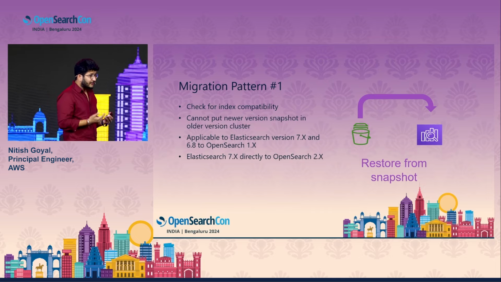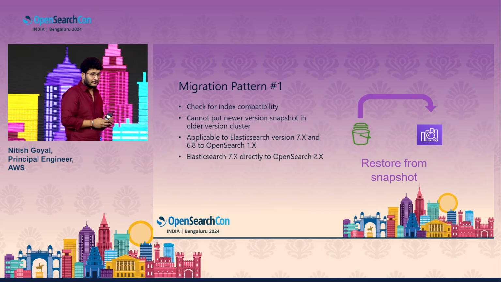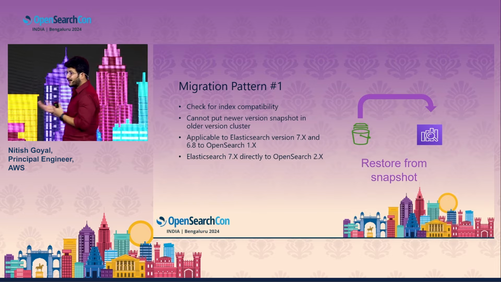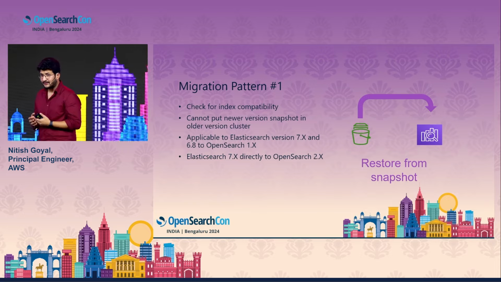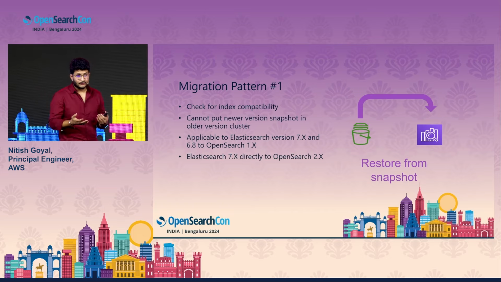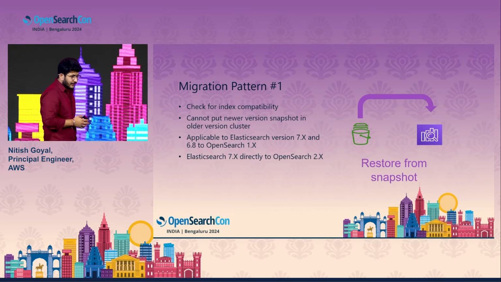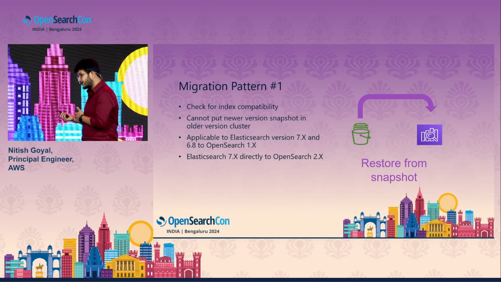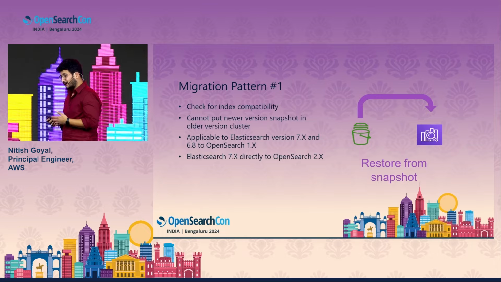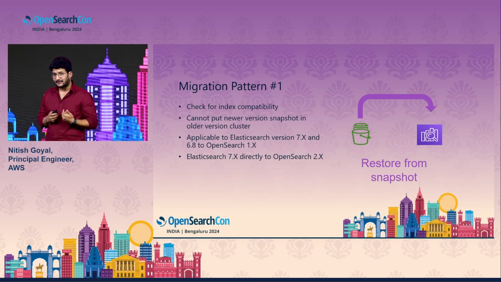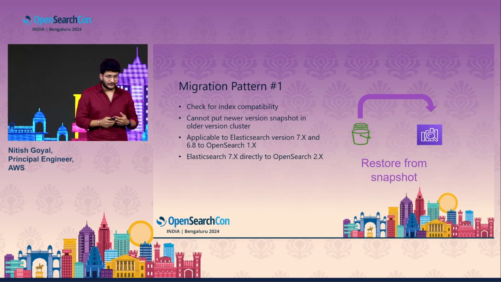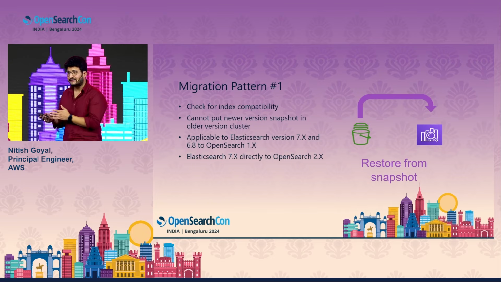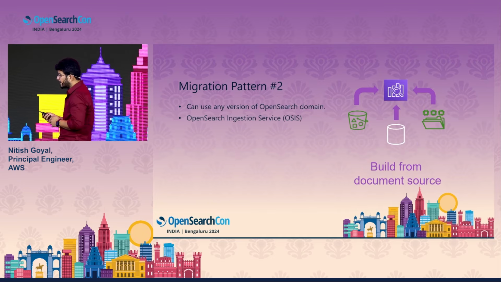So one of them is restore from snapshot. If you have an open Elasticsearch 7.x, for example, you can easily migrate to OpenSearch 1.x or 2.x, and similarly 6.8 to OpenSearch 1.x. So you cannot put a newer version snapshot in the older version cluster. That's what, essentially, all the versions are backward compatible, not forward compatible. So you need to ensure that between your source version and your target version, there's an index compatibility.